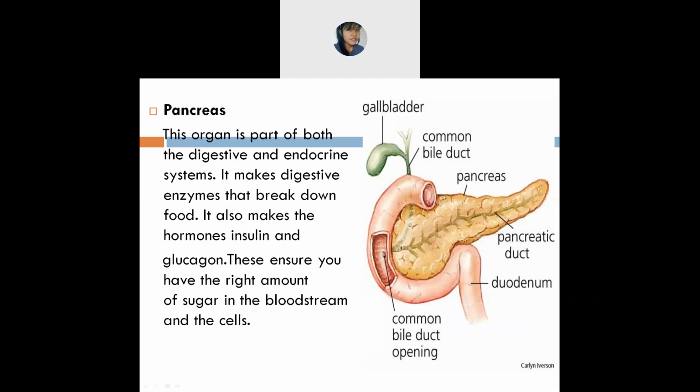You will see that the pancreas is responsible for both the digestive system and the endocrine system. In the digestive system, as I have already discussed, it makes enzymes that break down the food. It makes a hormone called insulin, and this insulin controls the sugar level of your body by balancing it. It also produces glucagon. They ensure how much amount of sugar will pass into the bloodstream as well as the cells.